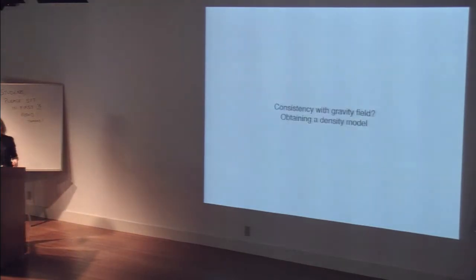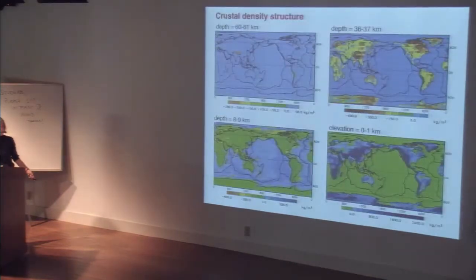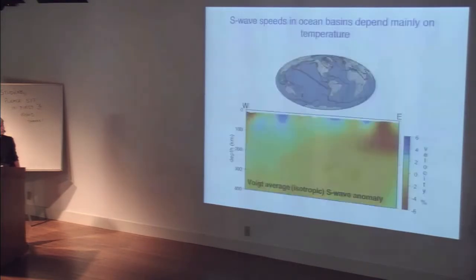And we can quantify that, which I'm going to skip through part of because we don't have time. But if we can turn our seismic model into a density model, then we can predict the gravity field and see how badly we're doing. We have the crustal density structure from Crust 2.0, for example. And then we want to get some scaling for the mantle.